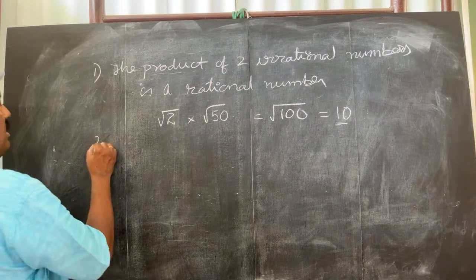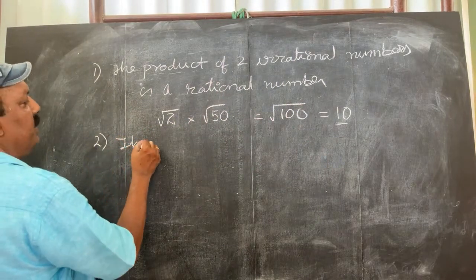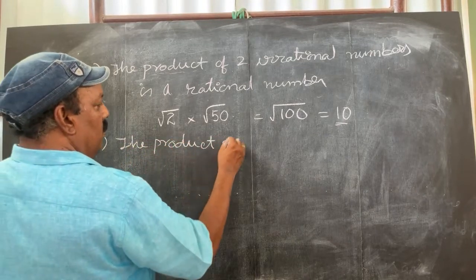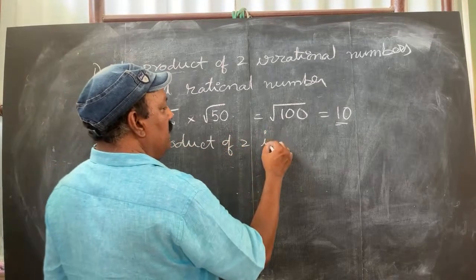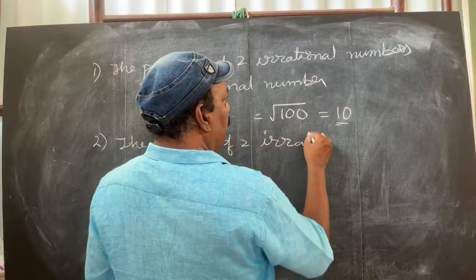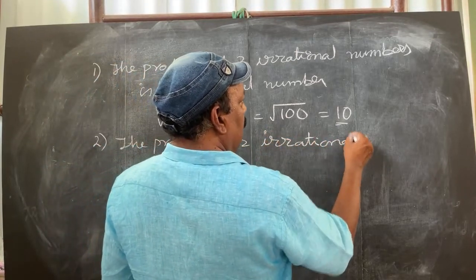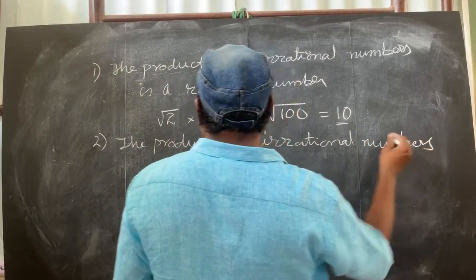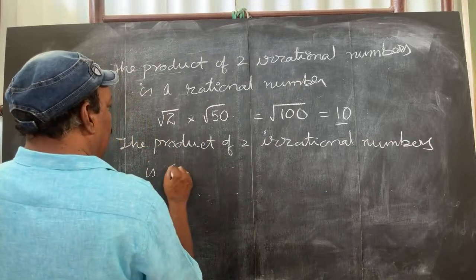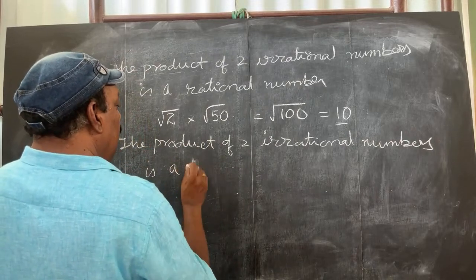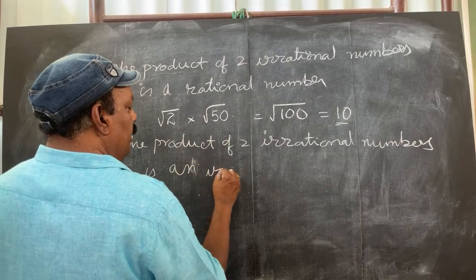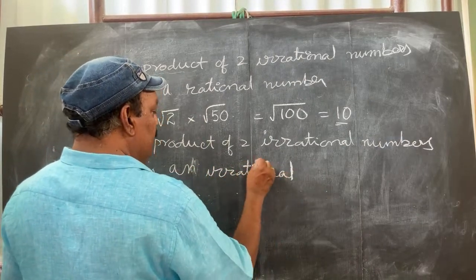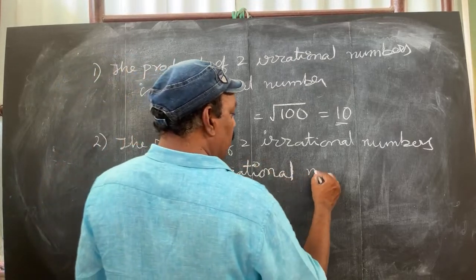Now the second one: the product of two irrational numbers is an irrational number. Don't get confused here. Very, very carefully you see.